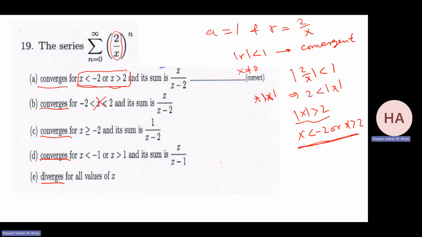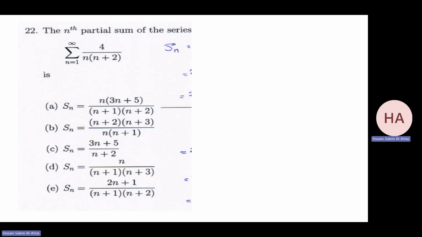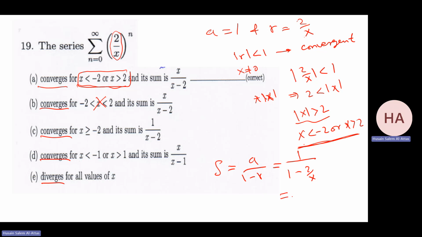Now, what is the sum? S will be a over 1 minus r. That will be 1 over 1 minus r, which is 2 over x. Now, let me do the calculation. That will be 1 over 1 minus 2 over x, which is x over x minus 2. And this is the sum. So this is the answer.